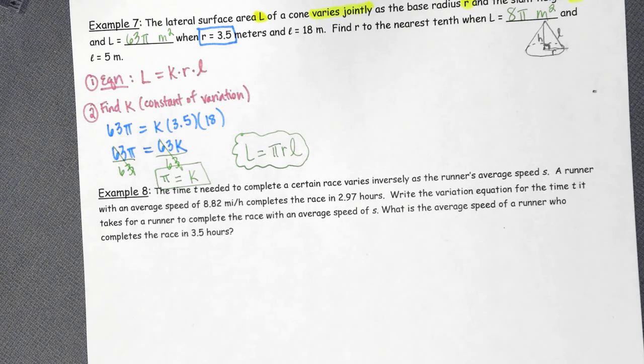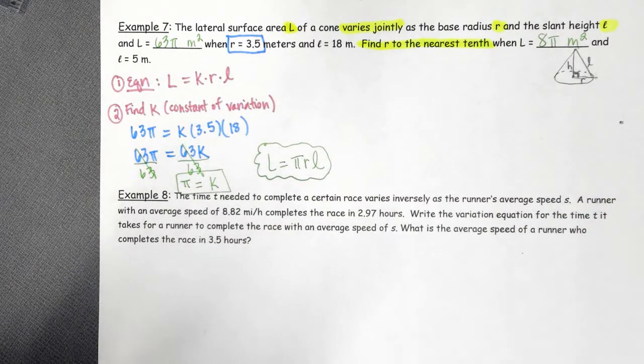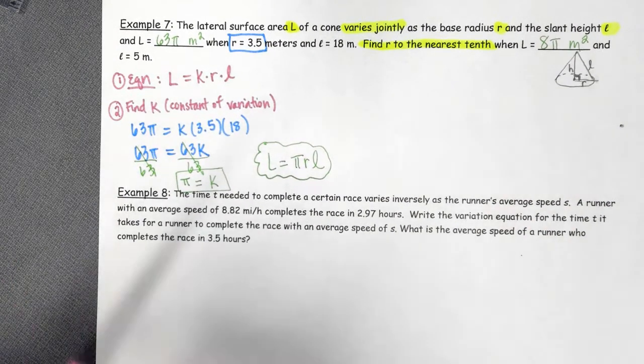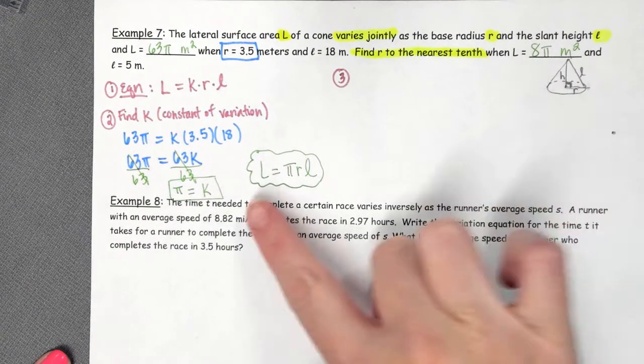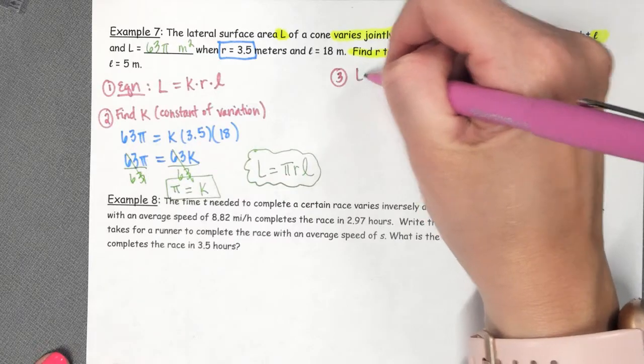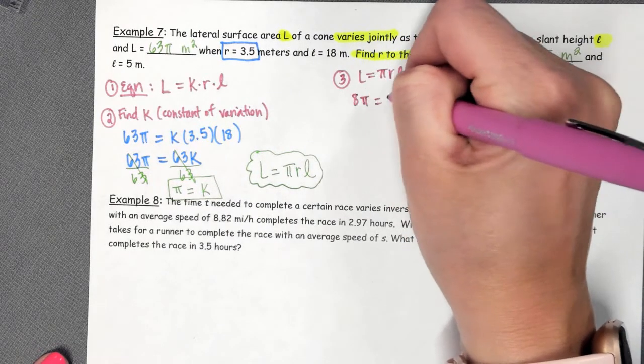Okay, and then our next step is going to be to find r to the nearest tenth. It does say to the nearest tenth, so we will make sure we round appropriately. Okay, and they give you L is 8 pi, so I'm going to plug that in to this equation. So 8 pi equals pi.